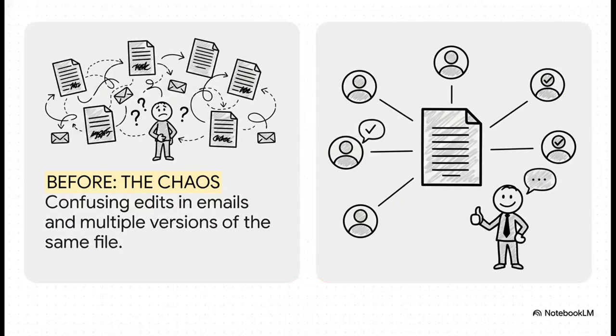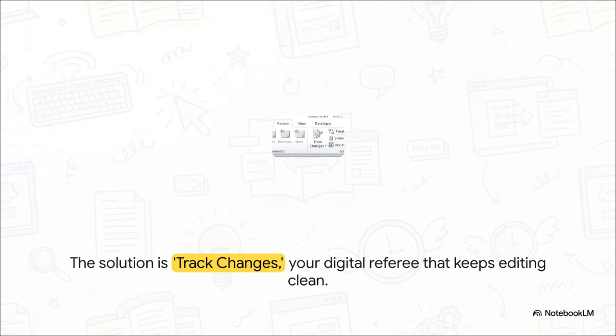It is the classic before and after story. Over on the left, you've got total chaos. A million email chains, comments that just get lost, and, of course, a folder full of files named report_final, no, v3_final, no, final_final. And on the right, you've got control. One clean document where every single change is clearly logged. The solution, my friends, is track changes.